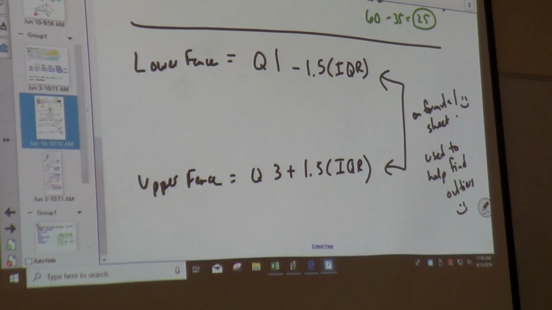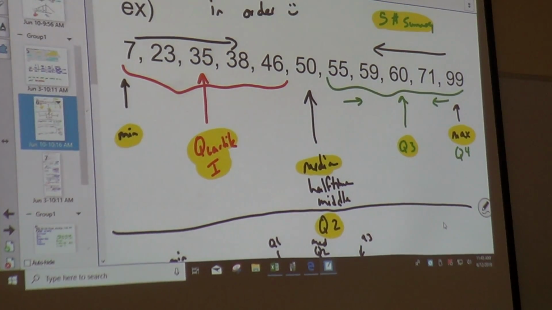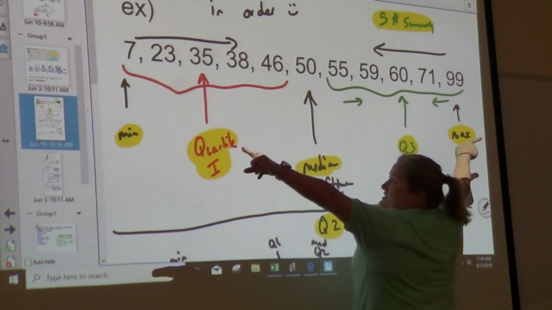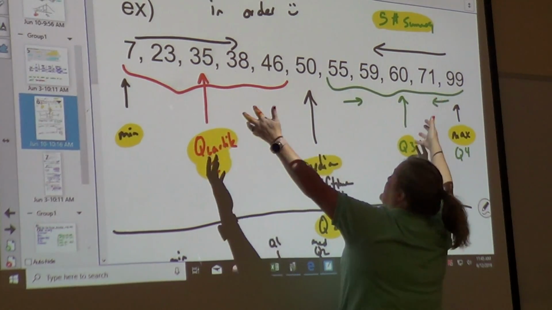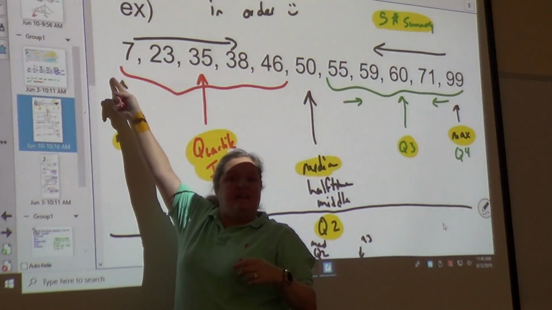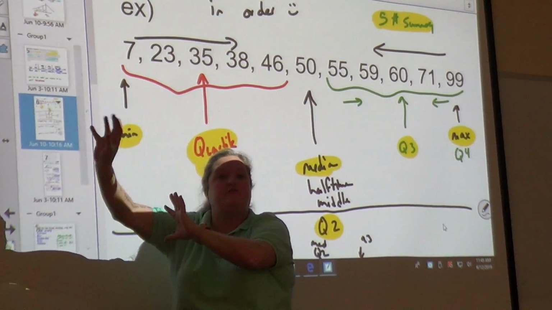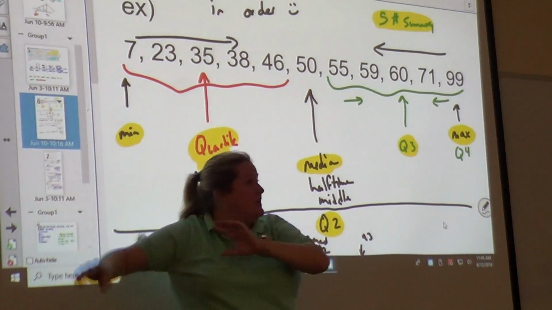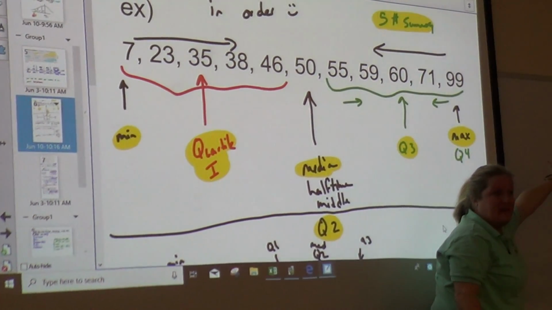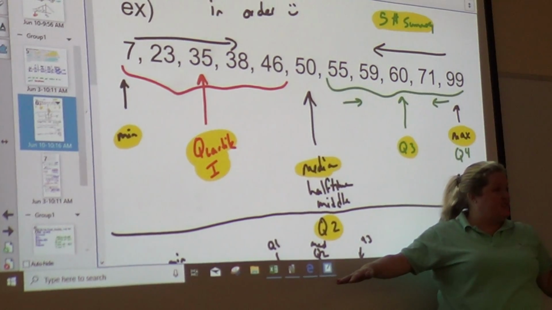Now I'm going to scroll up and show you your data again. Do you see our outliers are either going to be on this end or this end? Most of my grades are in the 20s through 70s, and then you have a 7. I need to know, is 7 an outlier? Is it too far away from my data? Is 99 an outlier? This upper fence and lower fence is going to help me determine that.